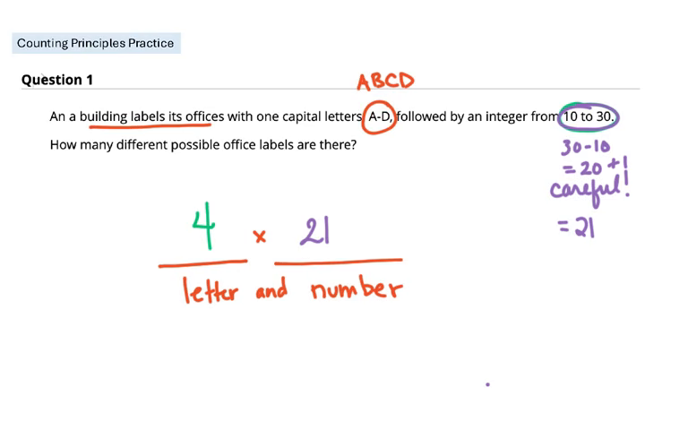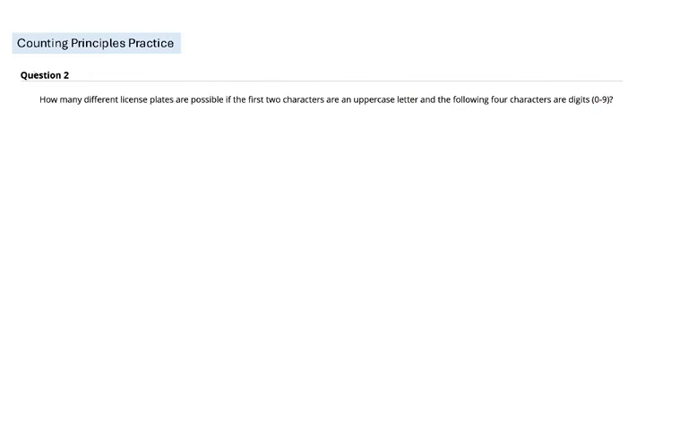So now we've got 4 letter choices for the first slot, and we've got 21 number choices for the second slot. So we multiply that, and we get a total of 84 different office labels. Okay, let's do some more like that.